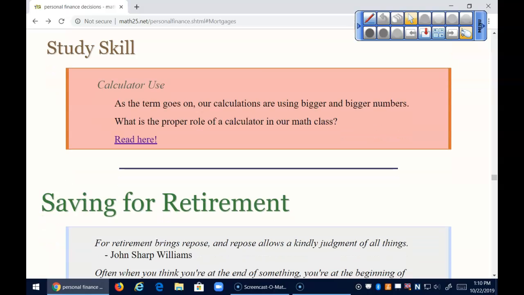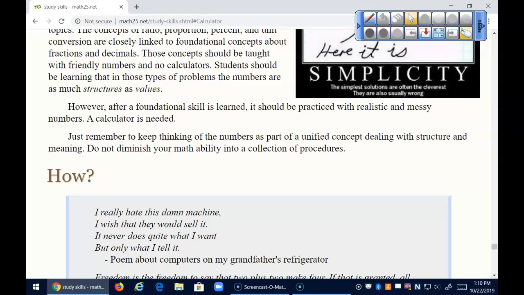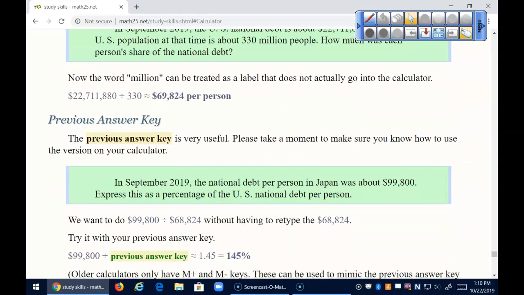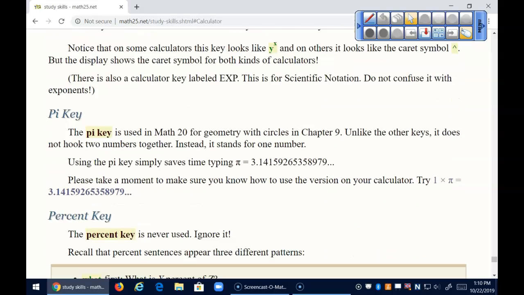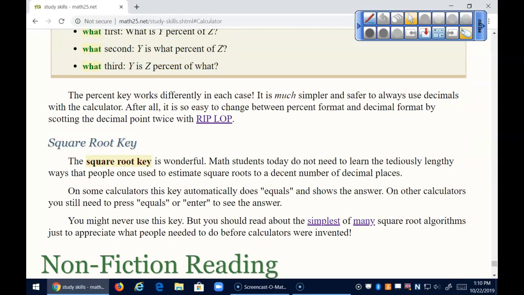Calculators. We'll do that if we need to. If you go there, the calculator section talks about what to do when numbers are too big to fit in your calculator screen. The previous answer key, if you haven't started using that. The exponent key, the pi key, and why you can't use the percent key, because it does different things for different problems. And the square root key. So we'll talk about those more as we use them for real problems. I'm not going to do that in class.